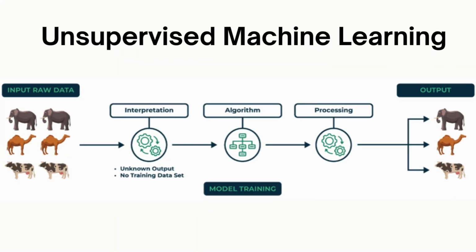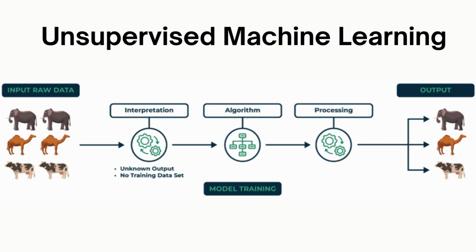Unsupervised machine learning. The image below explains unsupervised machine learning. Here we start with raw input data: images of elephants, camels, and crows. But no labels are provided. The system does not know which image is what. The outputs are unknown, and there's no training dataset like in supervised learning.